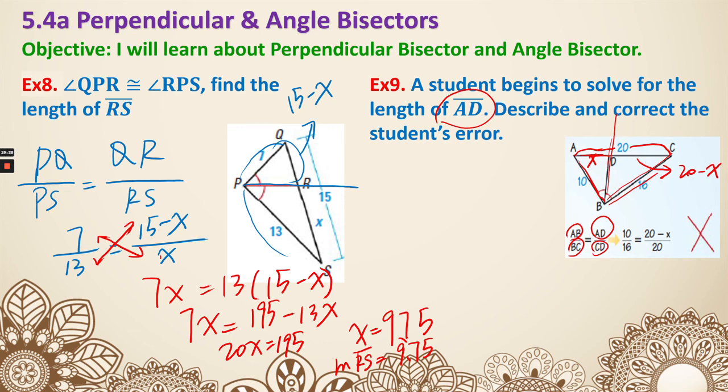Then we see the equation. AB is 10, so that's right. BC is 16, that is right. Then AD is right here, which actually is x, so that shouldn't be 20 minus x, it should actually be x. As for the bottom, CD, this is x, so the other side is 20 minus x, so it shouldn't be 20, that should be 20 minus x.